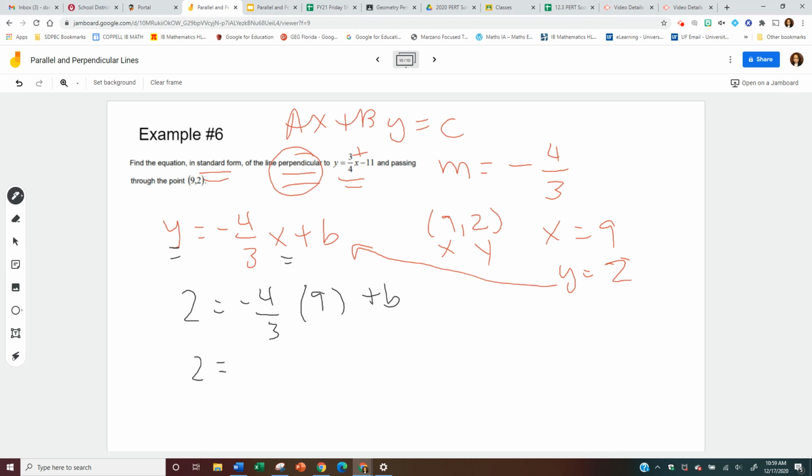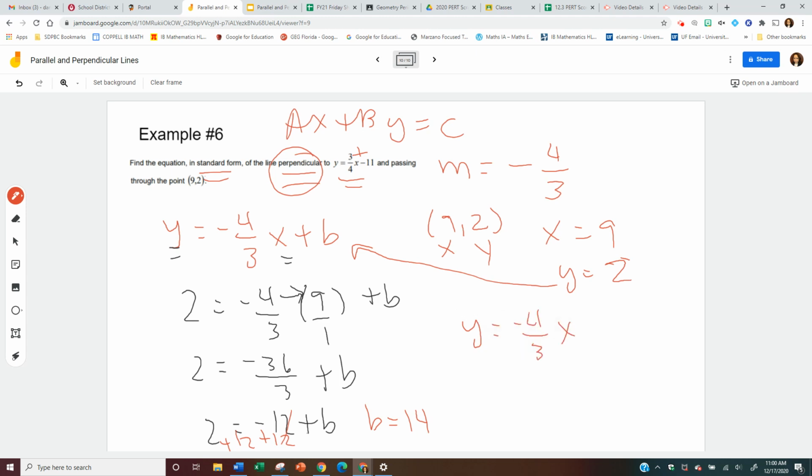Negative 4/3 times 9, okay, this is negative 36, because you multiply the fractions across, over 3 plus b, and guess what? Negative 36 over 3 is the same as negative 12. To solve for b, I'm going to do the opposite of negative 12, which is add 12, positive 12. So I'm going to add 12 to both sides. So it looks like b is equal to 14. So your equation is y equals negative 4/3 x plus 14.